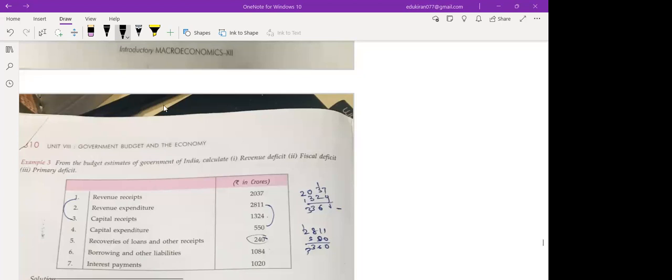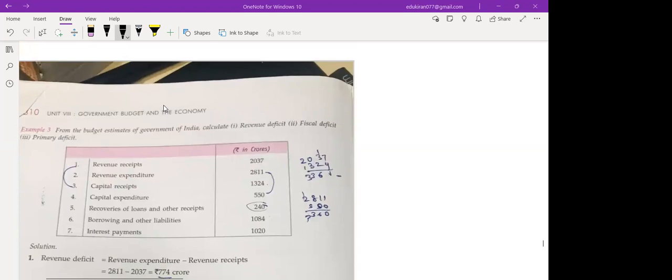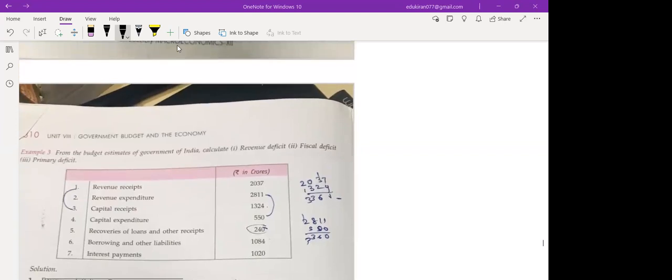Okay. So what did you get for the first one, revenue deficit? 774 crore. Yes, ma'am. Both of you? Vanisha? Yes, ma'am. Okay, now next one, fiscal deficit.